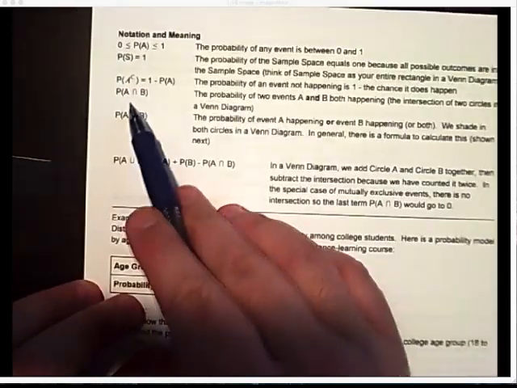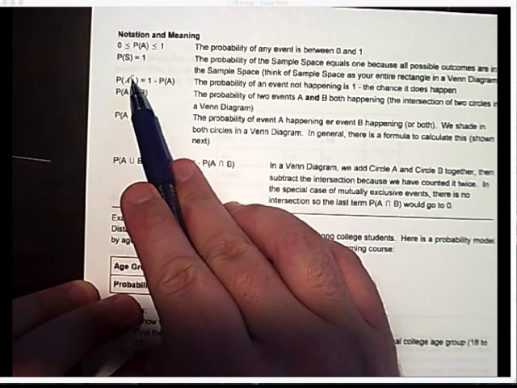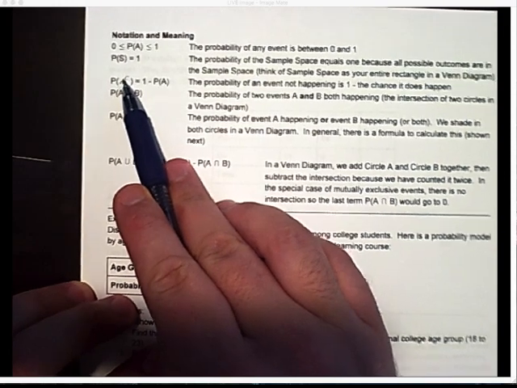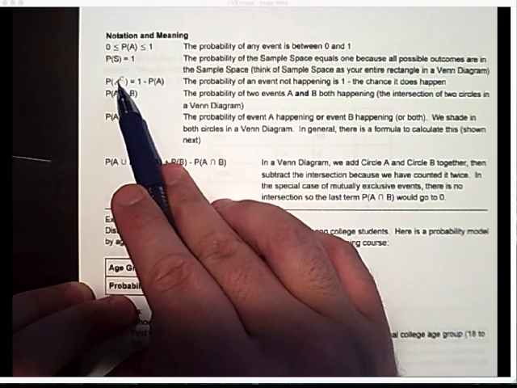All right, this notation, A raised to the c. That little c means complement. All right, that means not A. So the complement of event A is everything that's outside of A.